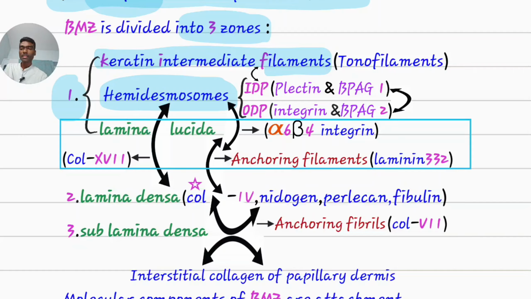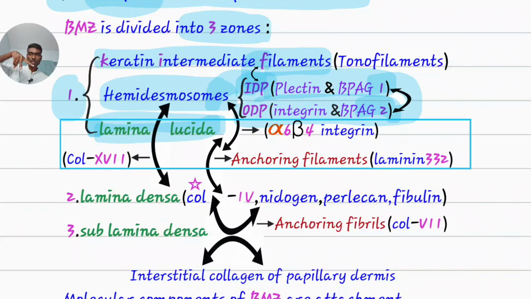This keratin intermediate filament will come and attach to the inner dense plaque of hemidesmosome, which contains plectin and BPAG1, which in turn goes and attaches to the outer dense plaque, which contains endodomains of integrin and BPAG2. Why am I calling it endodomain? Because its ectodomain goes and enters the below structure, lamina lucida.